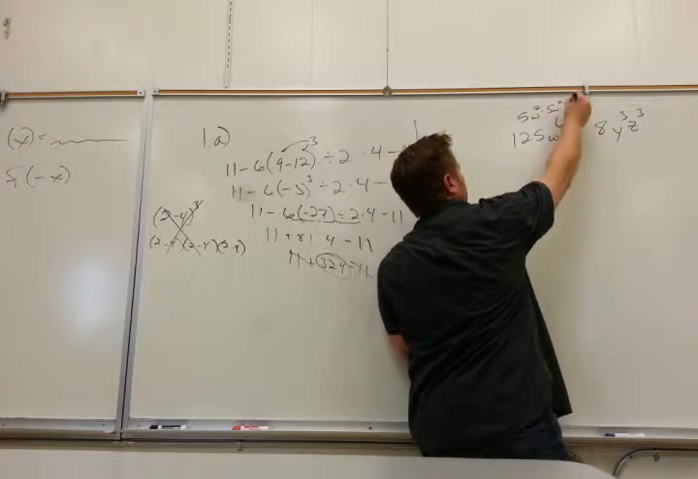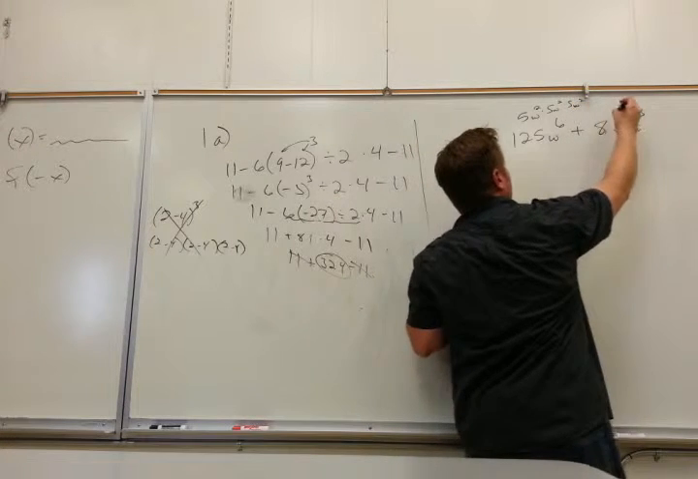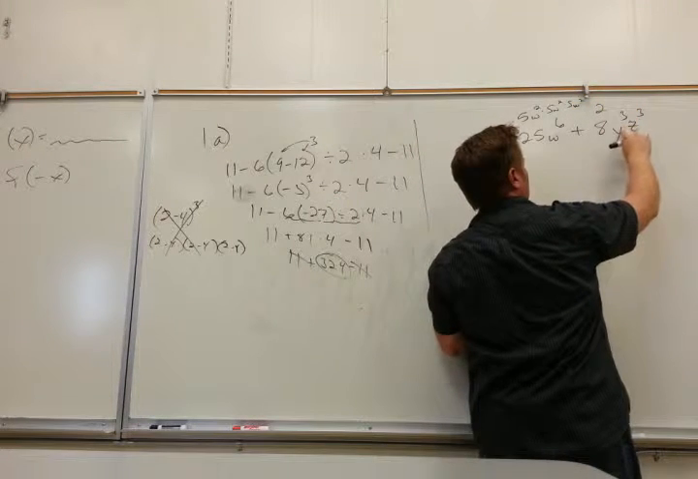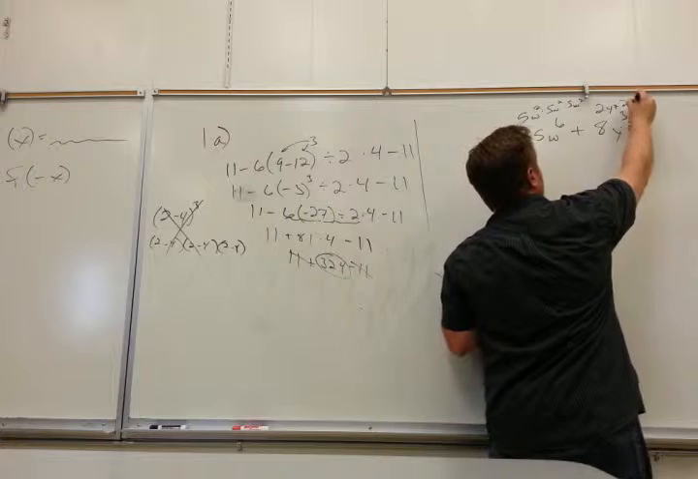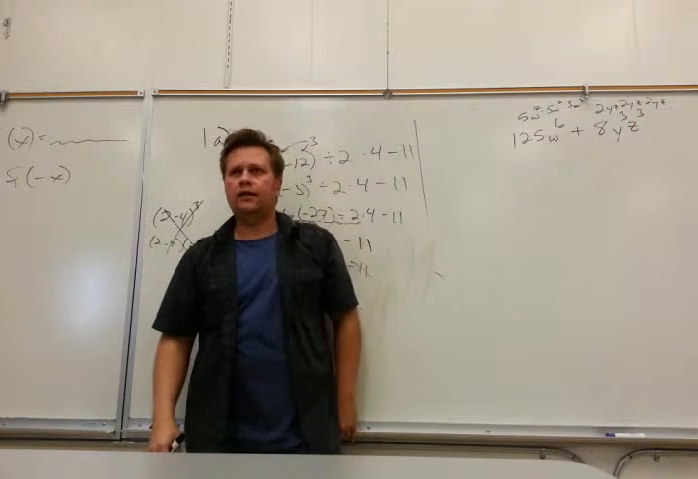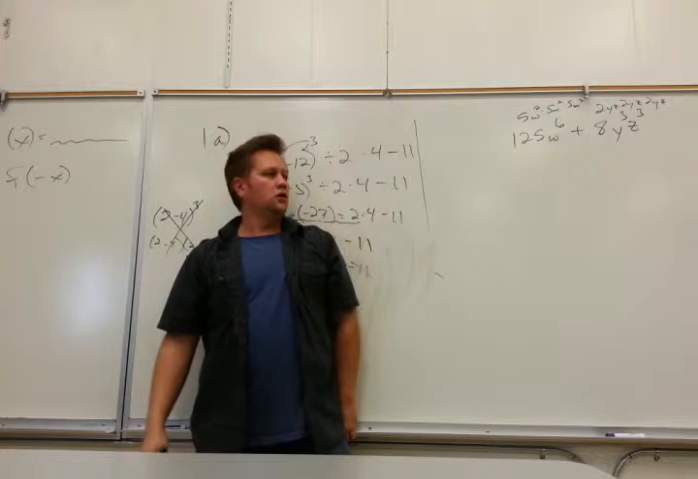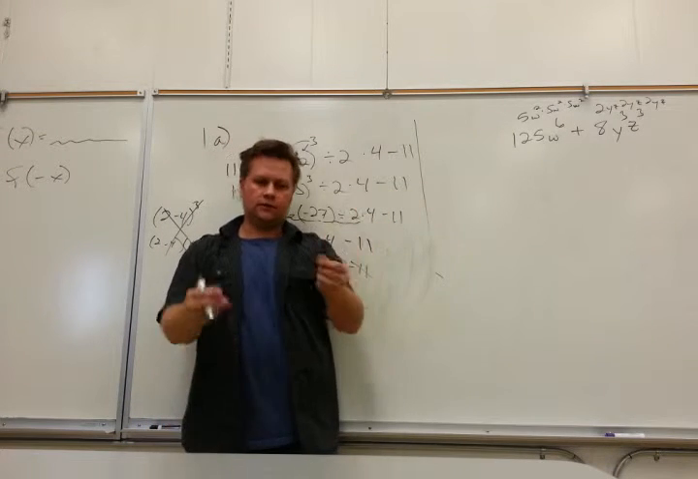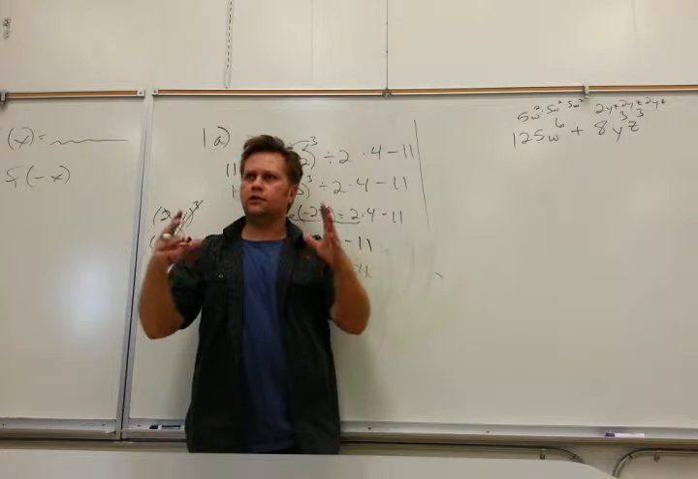So this will be 5W squared, and then this will be 2YZ. However you want to write that, or if you want to write that, I don't care. A student of mine several years ago did that, and I saw it and thought, that's a cool idea. I think I'll teach it like that. There you go.